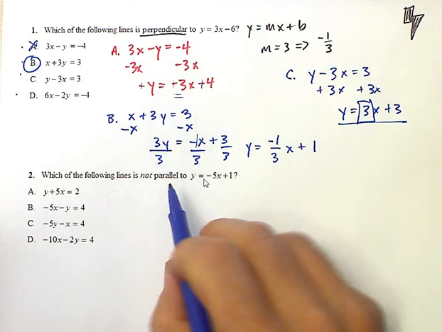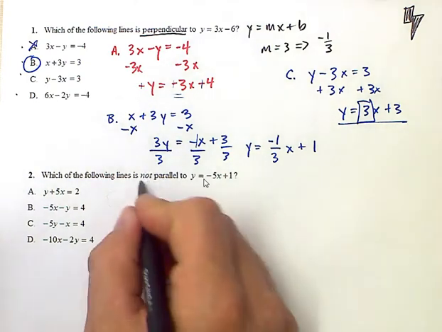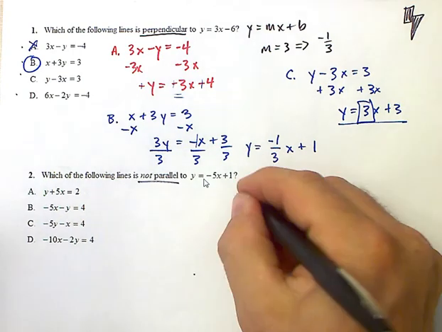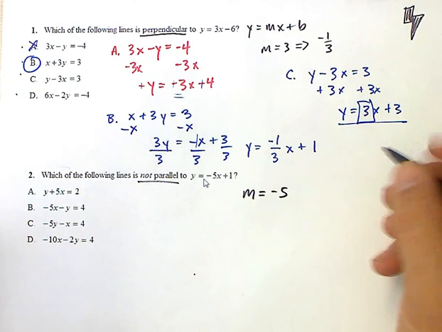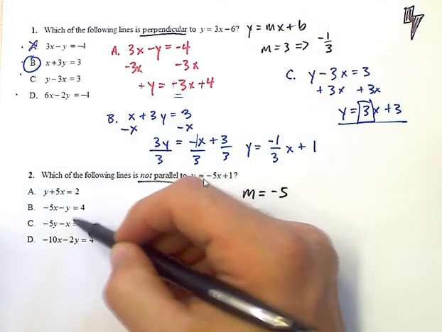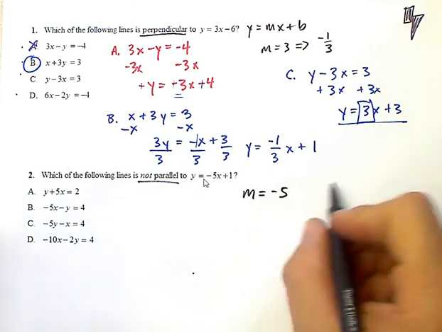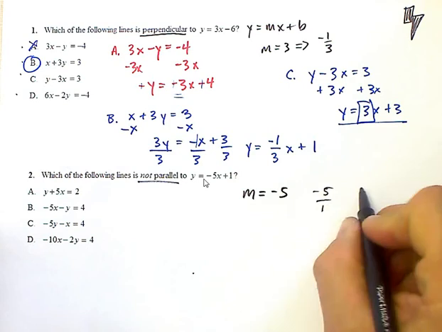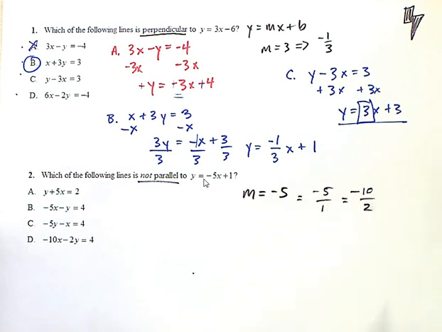Number 2, it's important to recognize they're saying not parallel. So in this case, my slope is negative 5, the number next to x. Now, any of these lines, A, B, C, or D, that gives me anything that is not negative 5, or negative 5 over 1, or negative 10 over 2, these are all slopes that I could consider equal. So let's take a look at that. Let's take a look at A.